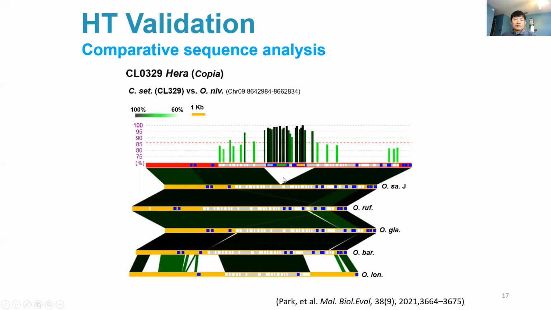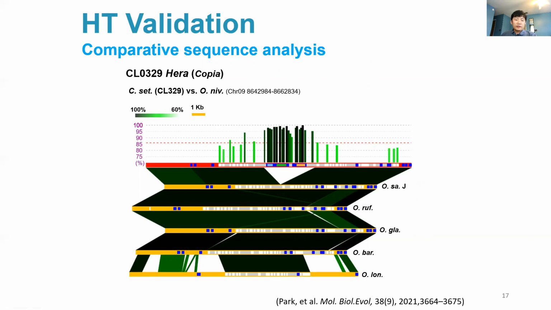This figure shows the validation of horizontal transfer by comparative sequence analysis. The horizontal red bar indicates the sequence contig of Oryza nivara that contains the horizontally transferred LTR-retrotransposons. The horizontal yellow bars indicate the collinear sequence contigs of other Oryza species. These vertical bars indicate the mapped panicoid sequences to the Oryza nivara sequence contig.